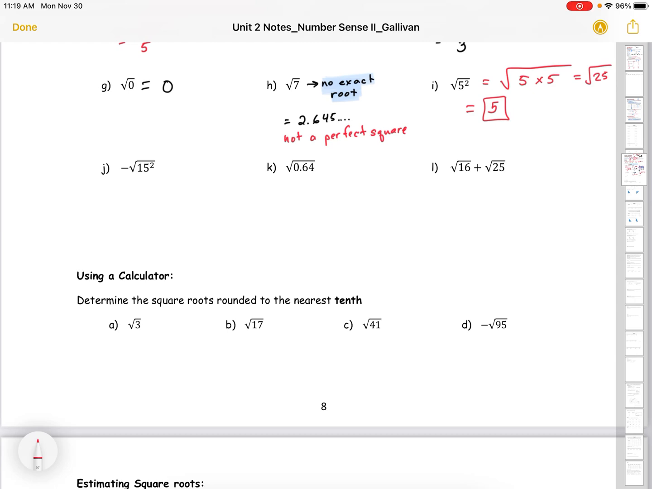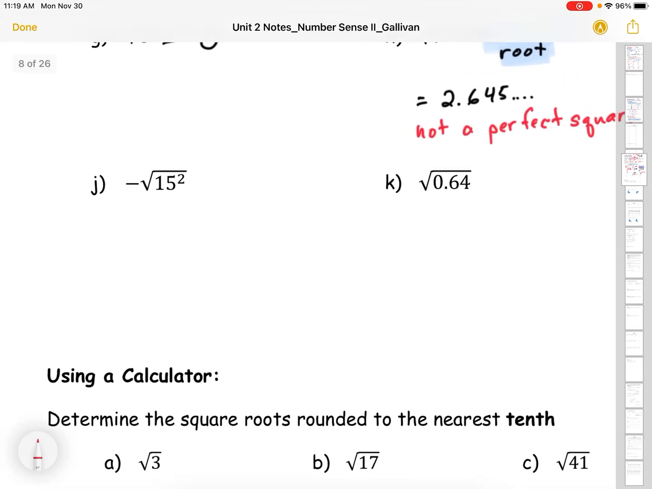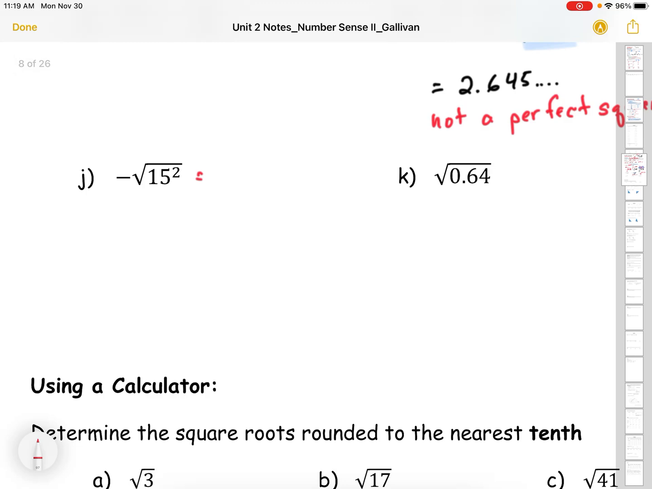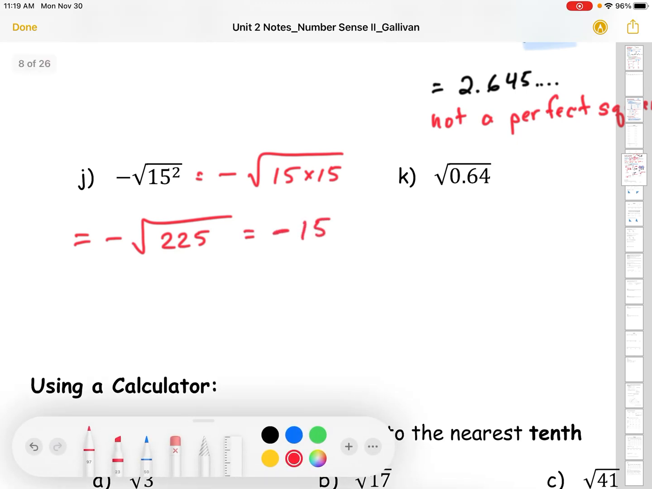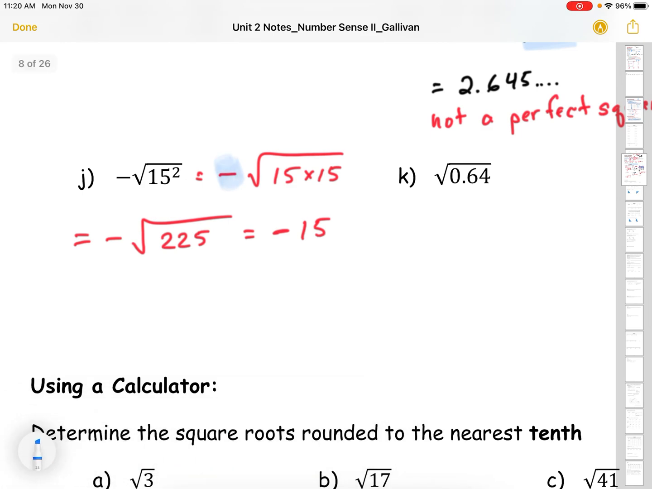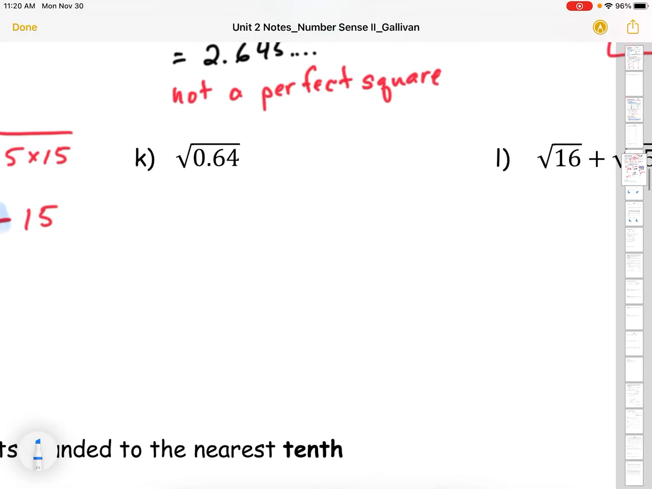Negative square root of 15 squared. Well, this would be equal to negative 15 times 15. I have them squared under there. It's an inverse. Now, I can expand it out if I want, which would be 225, but I'm still going to get negative 15. Now, note, this negative sign hangs around because it's outside the bracket, okay? If it were under the bracket, there would be no solution, so please be aware of that.